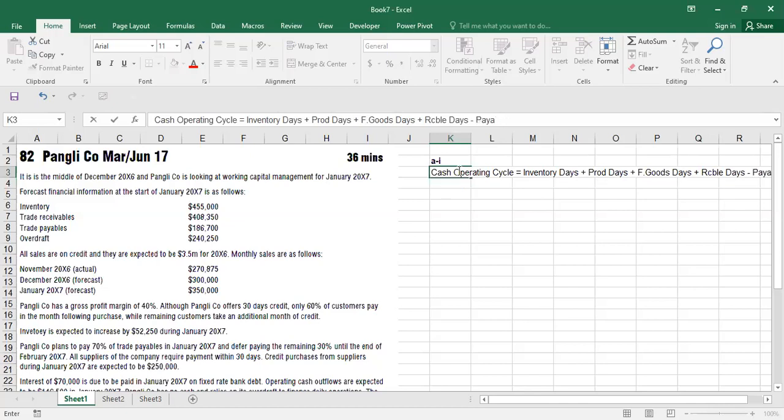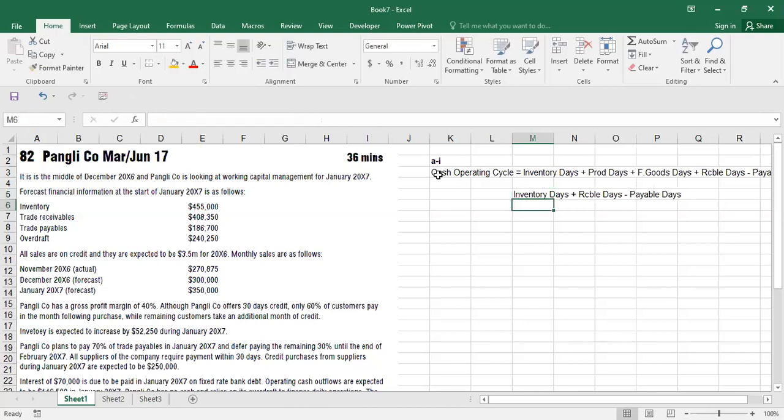So this is generally a long formula considering all these things. But in our case, we do not know all of them. We do not have all of these things. We can only add your inventory days and receivable days. We don't have production days. We don't have finished goods days. So in our case, we can say that our inventory days plus receivable days minus the payable days. I mean, for us, it is like this, because other information is not available. So for us, this is going to be our cash operating cycle.